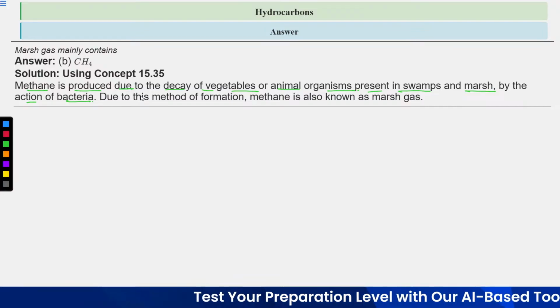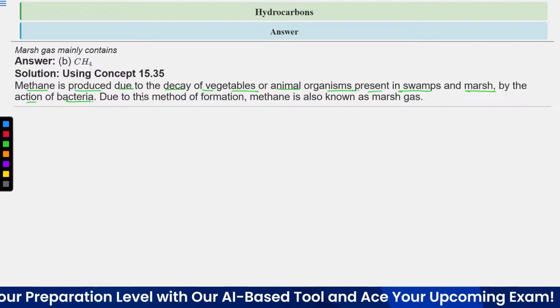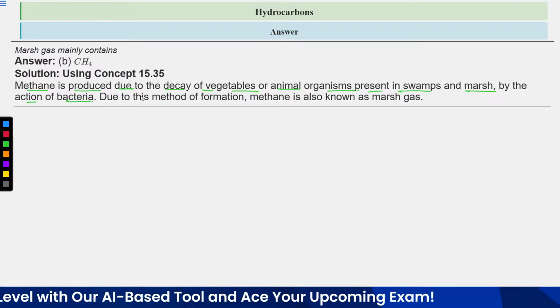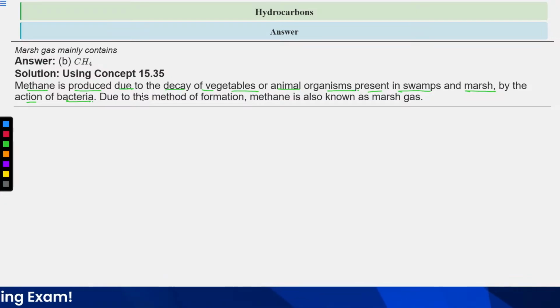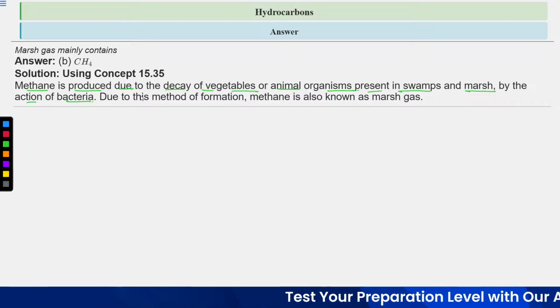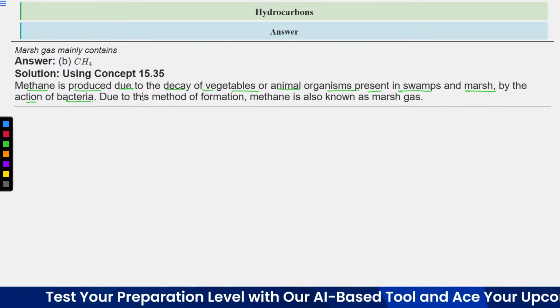Present in swamps and marsh, and due to this method of formation, methane is also known as marsh gas. That is why methane has another name, that is marsh gas. So marsh gas is nothing but CH4. That is why our correct answer is option B. Let's move on to the next one.